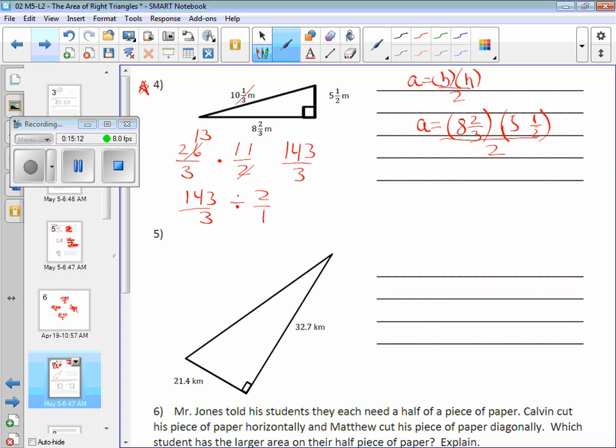Well, what I have here is 143 over 3, divide by 2, which is 2 over 1. But then I have to do keep, change, flip because you can't divide fractions straight up. We learned that back in module 2. So all I did was cut down in space. I did the keep, change, flip right away.